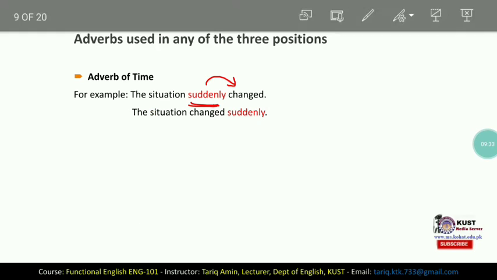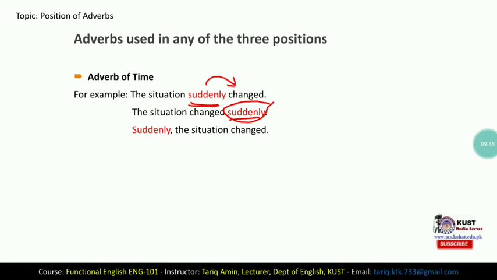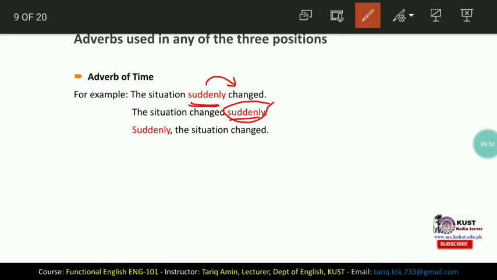Now, we can use this adverb at the end of the sentence as well. For example, the situation changed suddenly. Suddenly is an adverb, and we can see that it has been used in the end of the sentence. Another example is suddenly the situation changed. Suddenly has been used in the front of the sentence. So adverbs of time can be used in any of the three positions. In the first example, we saw that it has been used in the middle of the sentence, in the second example in the end of the sentence, and in the third example at the beginning of the sentence.